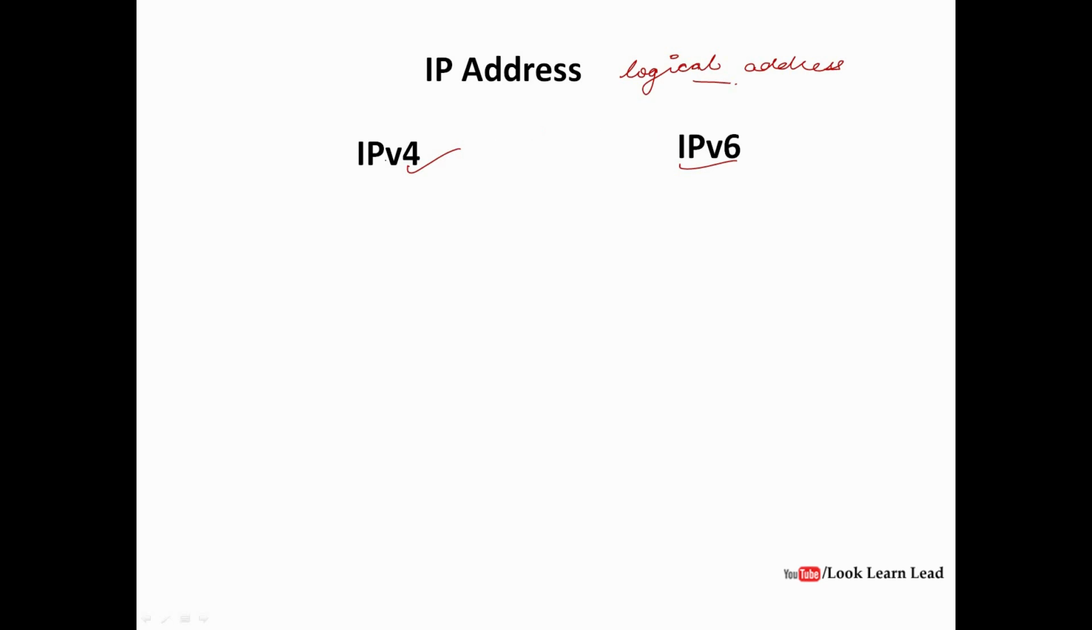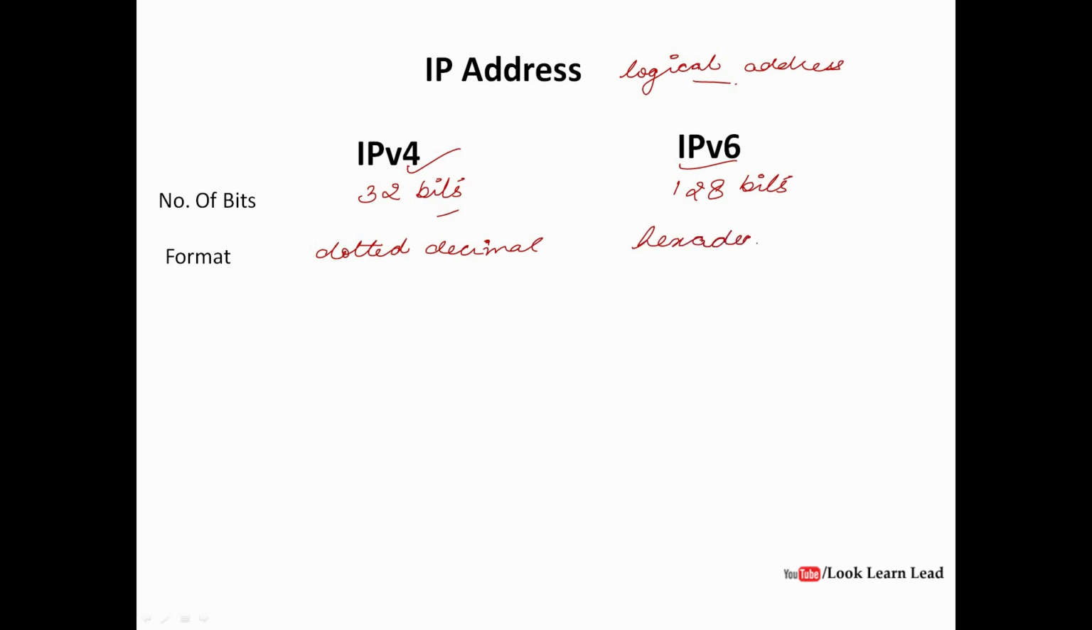Now, what is the difference? The number of bits in IPv4 is 32 bits. We will be mainly focusing on IPv4 only. And in IPv6, it is 128 bits. IPv4 is written in dotted decimal format; I'll show you what that is. And IPv6 is in hexadecimal colon format.